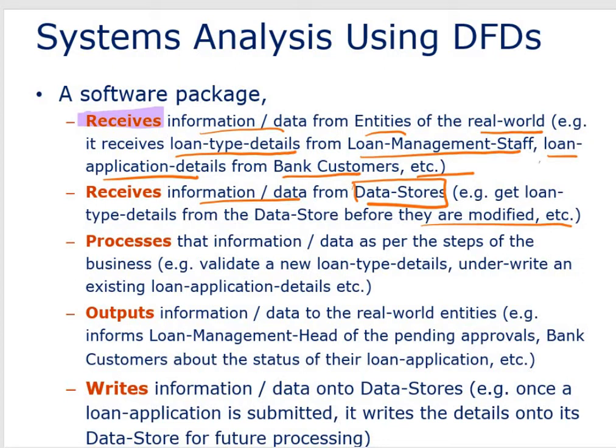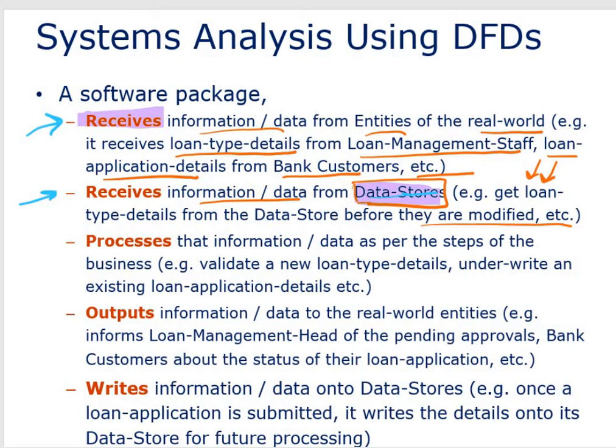I need to get the details about the types of loans. So that would be fetched from the data store. In that case, the data will be received from the data store instead of receiving from the real world entity, which was happening somewhere here. This time we are talking about receiving from the data stores.